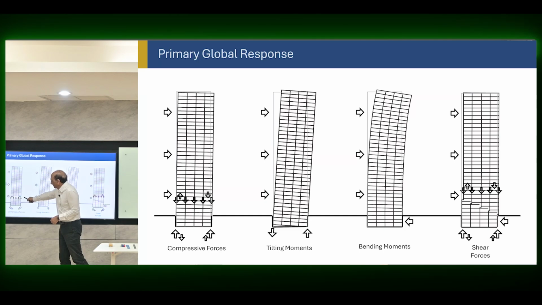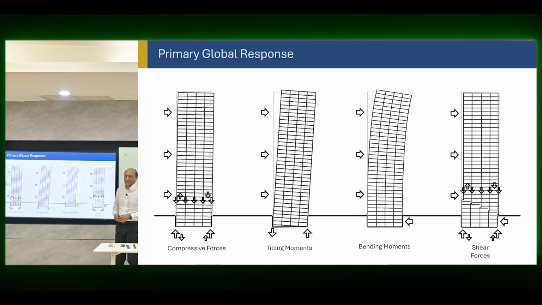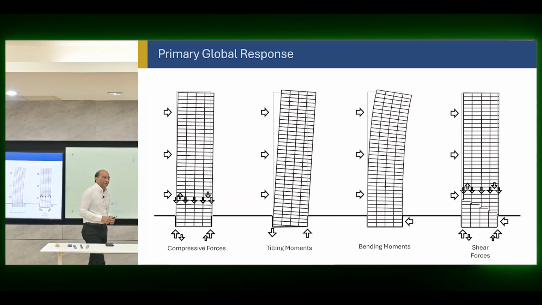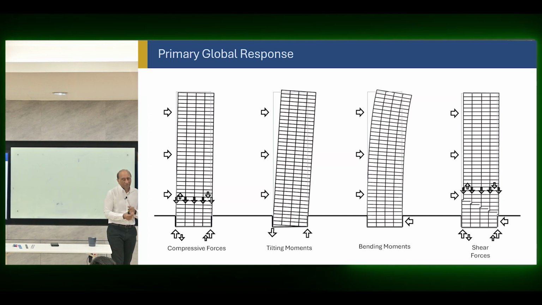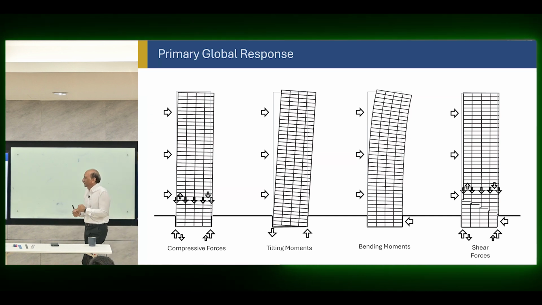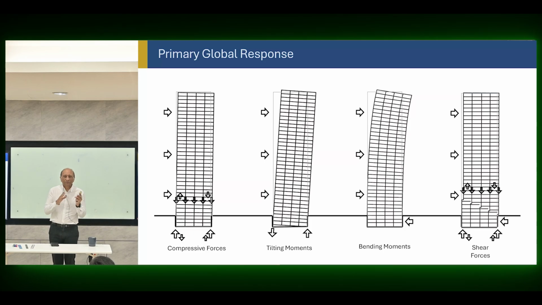Compressive forces will be generated in the columns, tensile forces will be generated, bending moments will be generated in each component, and then shear forces will be generated. So because of the deformation, you will have axial forces, shear forces, bending moments, and you will have foundation tilting moment or stability anchor forces. So basically, lateral movement will cause these 3-4 types of things that we need to be concerned with.